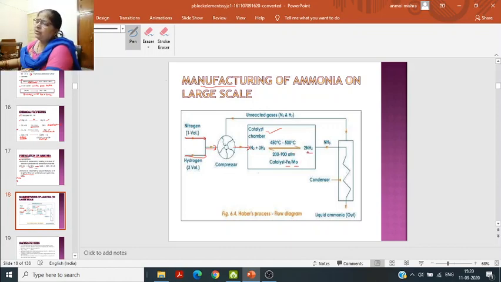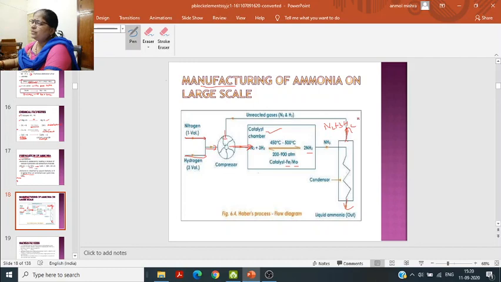Ammonia is formed, but in this chamber the nitrogen and hydrogen do not completely combine. Some amount of these gases is left behind, so the mixture is taken to a condenser, and ammonia is collected in the form of liquid ammonia. The unreacted gases, that is N2 and H2, are sent back to the compressor, and again this process is repeated.